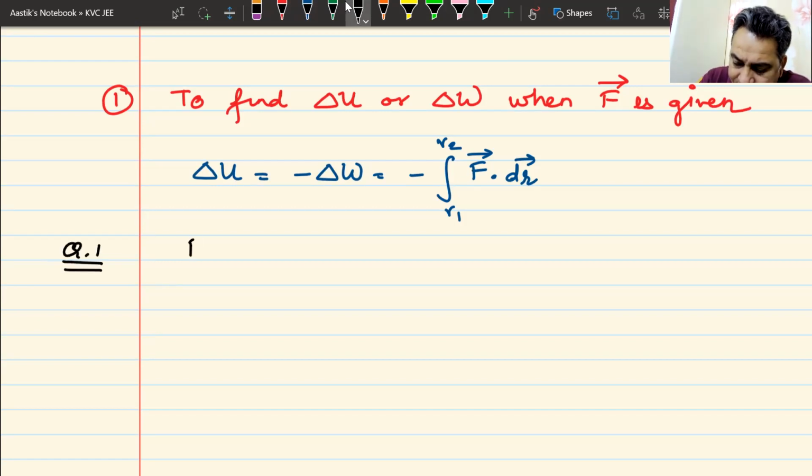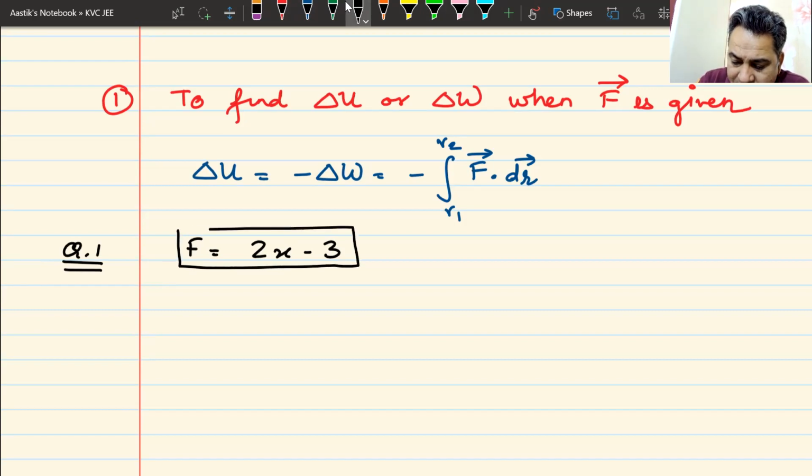If a force F is equal to 2x minus 3. Now remember, this is a one-dimensional force. I'm not going to create a three-dimensional force. A three-dimensional force will have x, y, and z components. We have found out the work done by a three-dimensional force in different ways. Whether it's a conservative force, we have found out the work done. Whether it's a non-conservative force, we have found out the work done. I am not going into all that because they are already done.